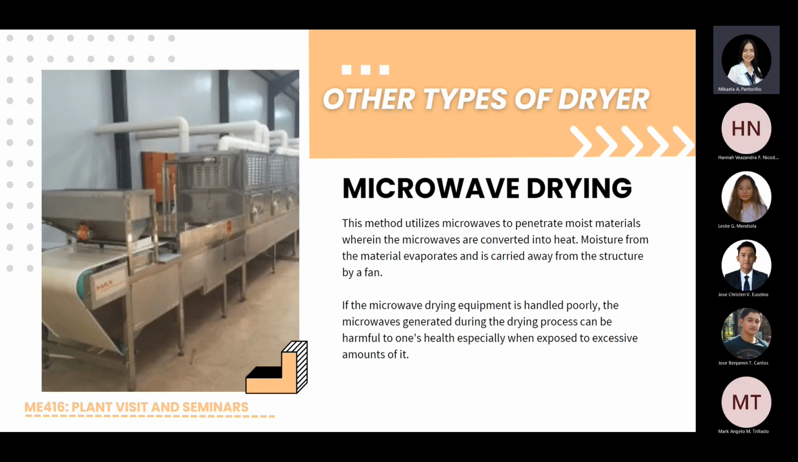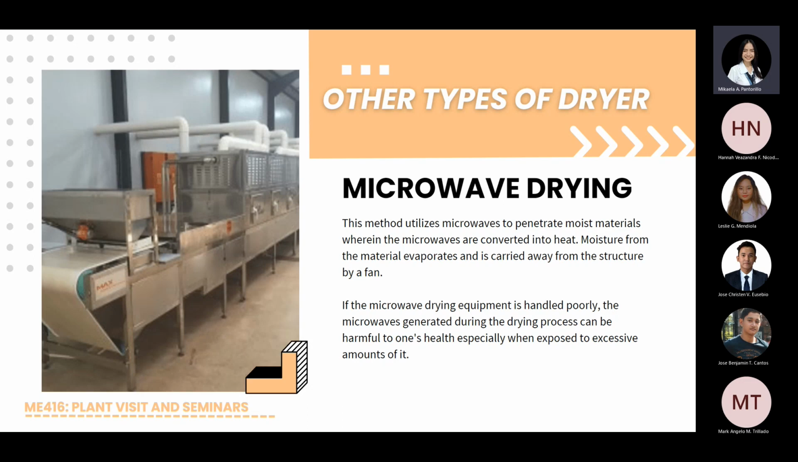There are more types of drying methods and dryers. I will present and explain each of it to you. Microwave drying. Microwave drying is a process that basically works in the same way as when we heat food in a microwave oven. This method utilizes microwaves to penetrate moist materials, wherein the microwaves are converted into heat. Moisture from the material evaporates and is carried away from the structure by a fan.